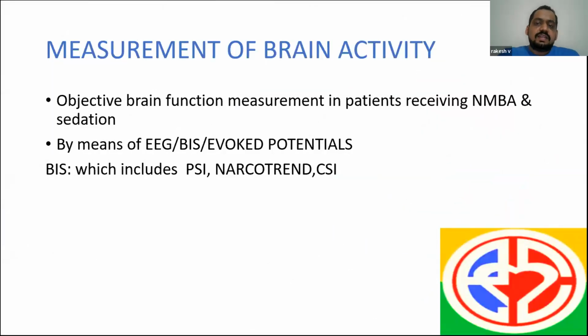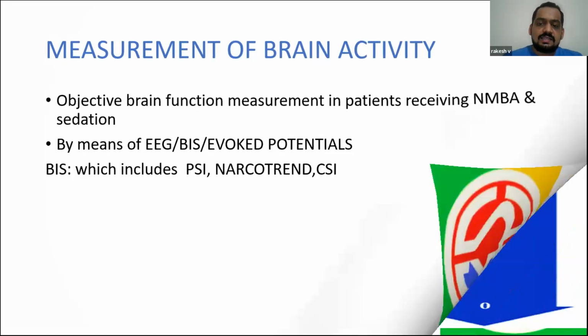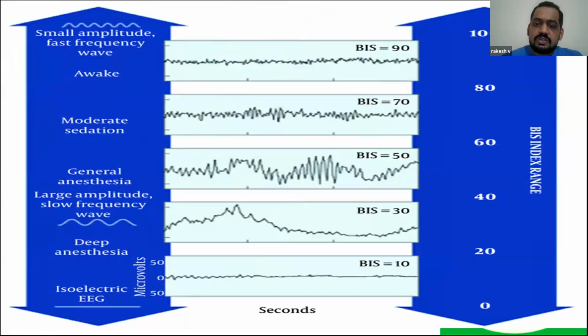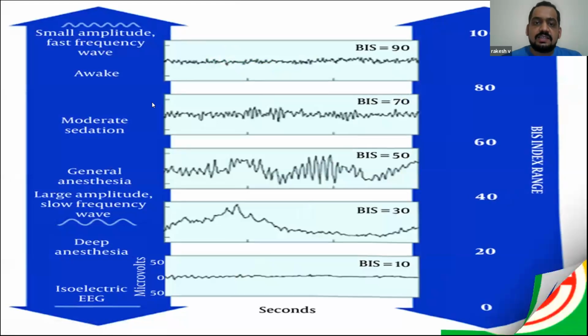Coming to objective measurements of brain activity, you can measure objective brain functioning in terms of EEG, or you can use bispectral index or evoked potentials. Bispectral index uses multiple parameters like the patient safety index, narcotrend, and cerebral state index. These are the various indexes reproduced by the machines. You need to connect 4 electrodes to the patient's head and assess the score. It automatically calculates the different EEG potentials and gives us a final score. The score ranges from 0 to 100, 0 being isoelectric EEG or deep anesthesia. If the patient is in anesthesia, the target is around 20 to 40. If the patient is in ICU, especially on ECMO, the target is around 60 to 80. The patient should be in light or moderate sedation. So that's the target of your bispectral index.